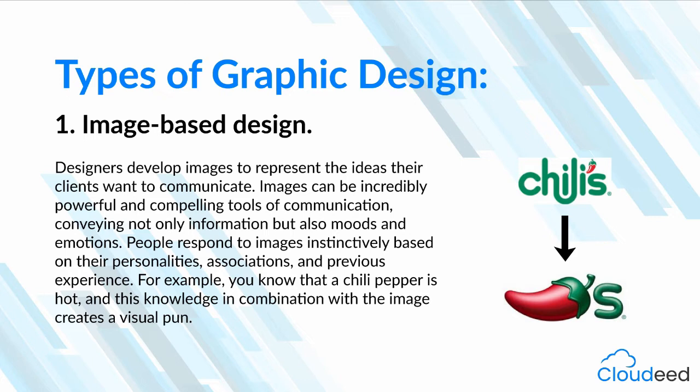Images can be incredibly powerful and compelling tools of communication, conveying not only information but also moods and emotions. People respond to images instinctively based on their personalities, associations, and previous experience. For example, you know that chili pepper is hot, and this knowledge in combination with the image creates a visual pun.